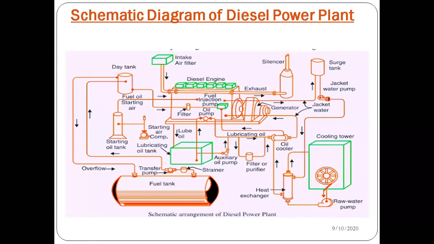No doubt, when you use fuel, heat will be generated in this plant, and we have to extract that heat. So for extracting that heat, we require certain cooling arrangements, such as cooling towers and so on. So this is basically the schematic diagram of this diesel power plant.